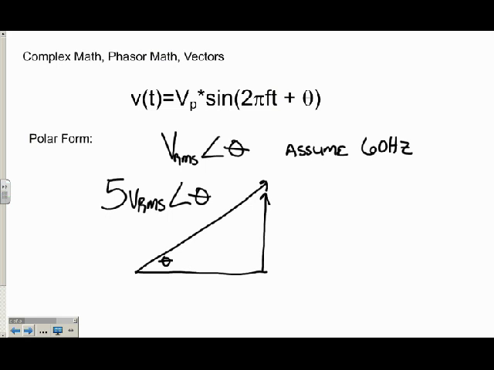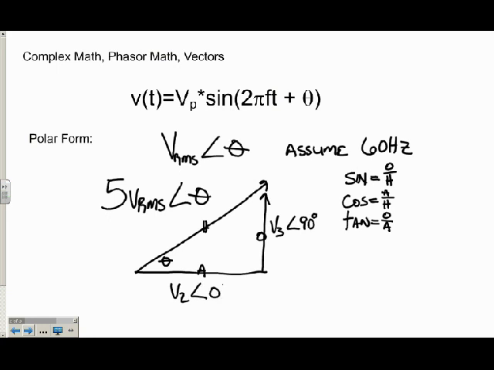If we use our sine, cosine, and tangent identities, sine is equal to opposite over hypotenuse, cosine is adjacent over hypotenuse, and tangent is opposite over adjacent. This being hypotenuse, this being adjacent, this being opposite. So if we use those identities, we can find that V1 is the resultant of V2 and V3. V3 has an angle of 90 degrees. V2 has an angle of 0 degrees. Okay?